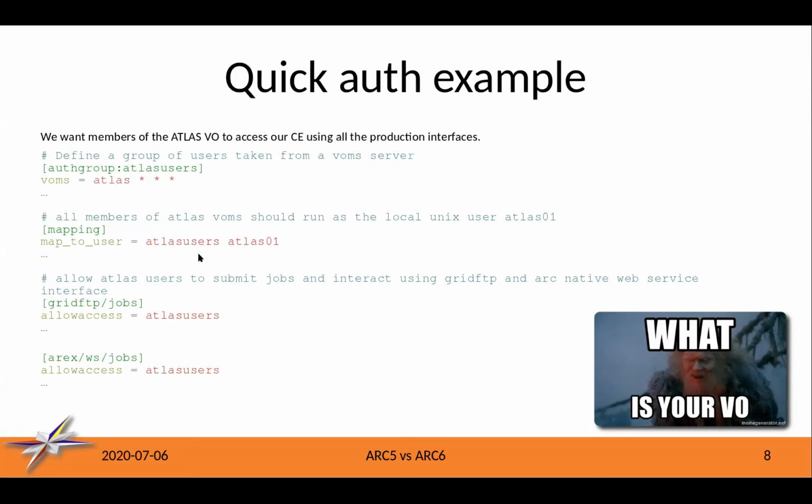And then, up to here, we just did our authentication. Then when you want to authorize them to run, Balazs said that we have two main interfaces. One is the GridFTP one, and one is the WS web service ARC native interface. To allow them to run, you put this string here, allowaccess, and then the name of the group that you want to allow. So I think, yeah, that's how we do authorization and authentication in ARC6.